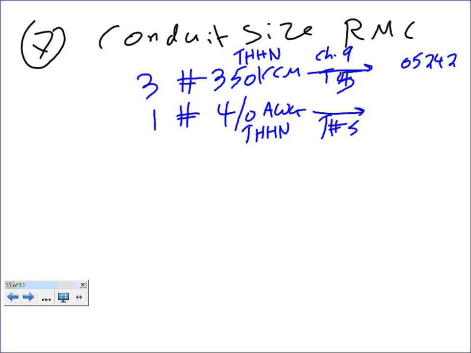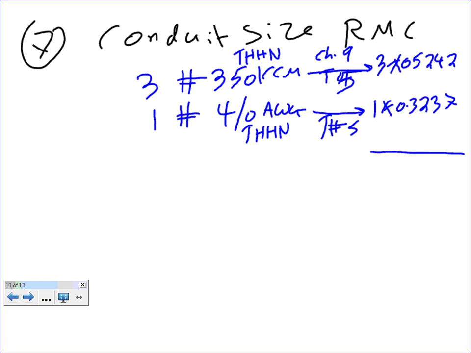0.5242. And how many multiplied by what? Multiplied by 3. And let's do the 4-aught, buddies: 0.3237, 1 times 0.3237. Right? 0.3237. And what do you do with them, Mr. Bell? Add them up. Anybody did the math for me? Anybody want to do the math for me?